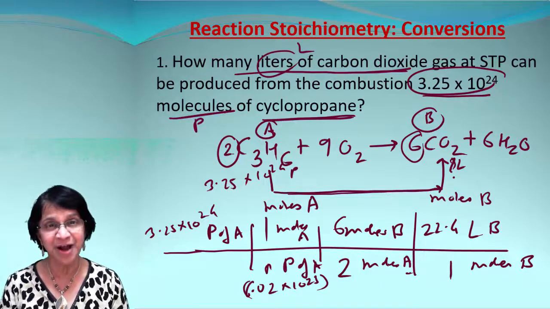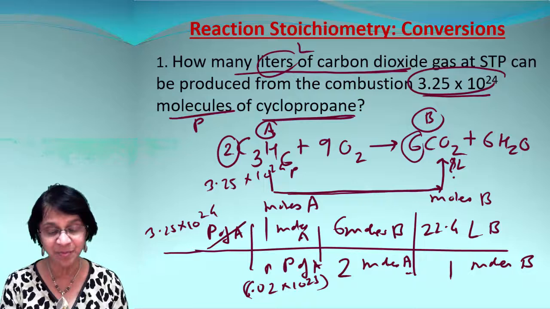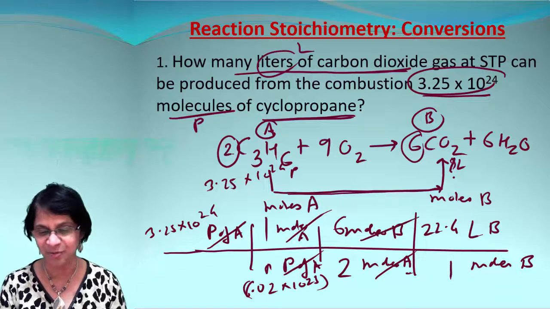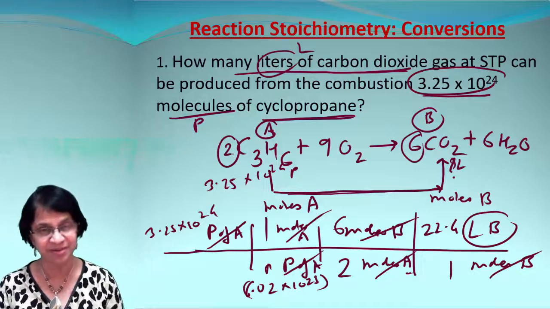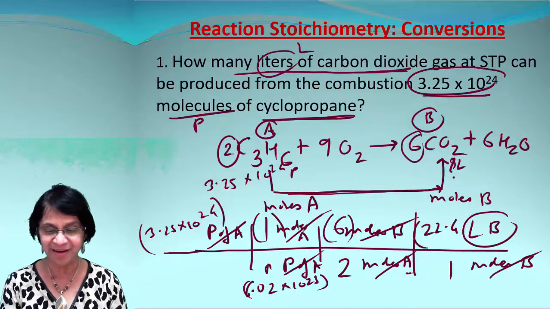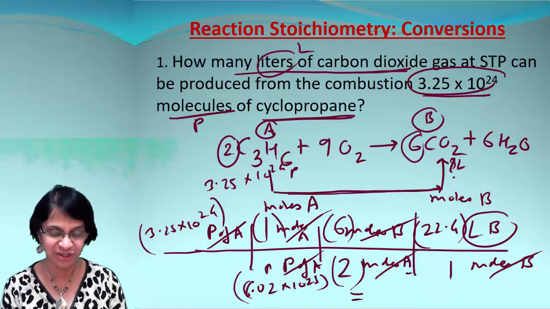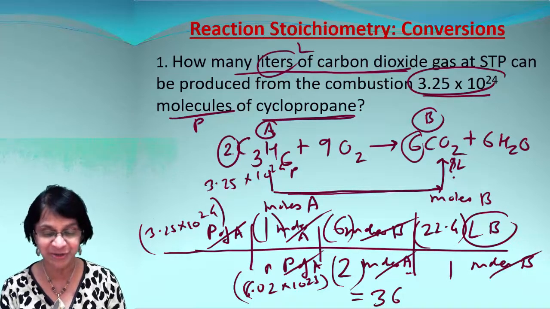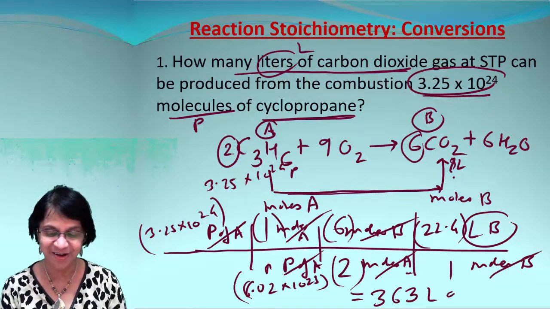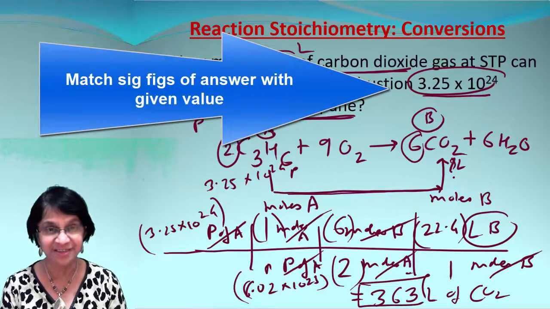Now it's time to cross out those simple units which are crisscross. So particles of A is gone right over here. Here goes moles of A and here goes moles of B. What we are left with is liters of B. B of course is carbon dioxide. And then we got all these numbers which you're going to multiply, and then of course we're going to divide with whatever you got. When you work on that calculation, your answer should be coming to 363 liters of B, which is carbon dioxide. Now, why did I round up my answer to 363?